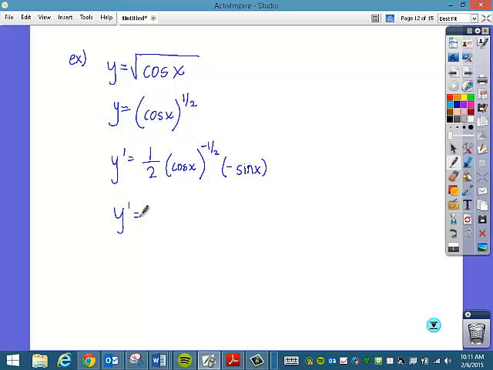So I have a negative sine of x in my numerator. I have a 2 in my denominator, and then I need to send the cosine x to the 1/2 to the denominator in order to make that exponent positive.